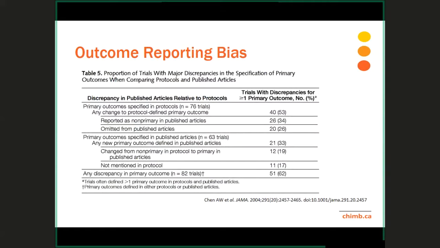They looked at 76 clinical trials. Again, this is back in 2004, and they looked at any changes. These were where they had a protocol available. So they looked at changes from the protocol to the report in what outcomes they measured, what outcomes they described. Some were just completely omitted, some were non-primary, some were just not mentioned at all. But overall, 62% of their trials had some discrepancy in primary outcome reporting.